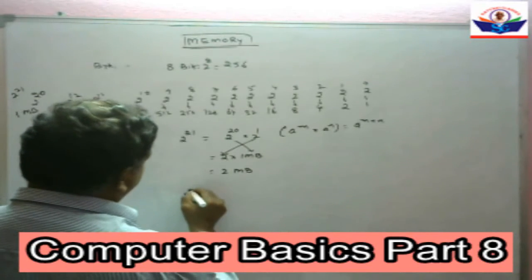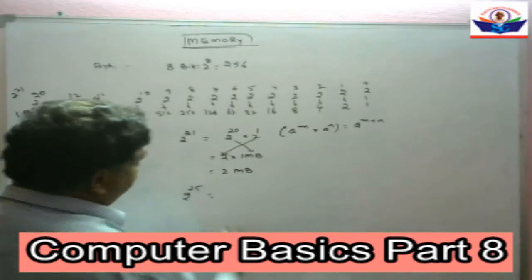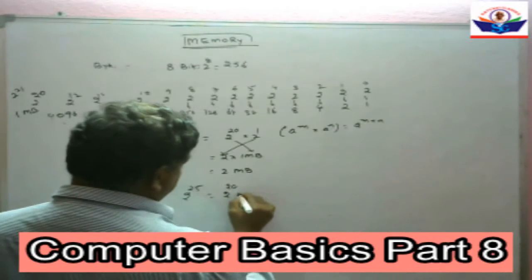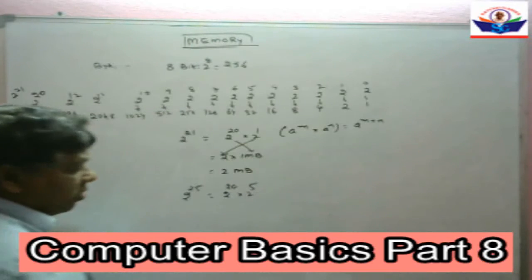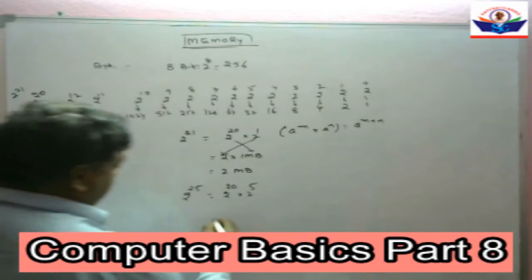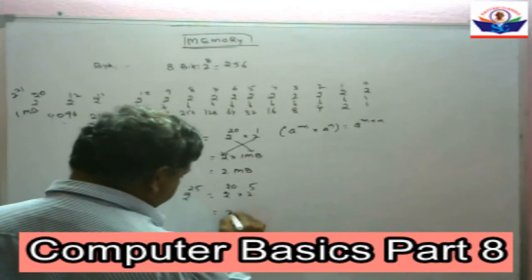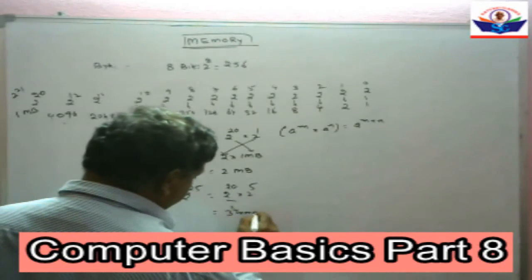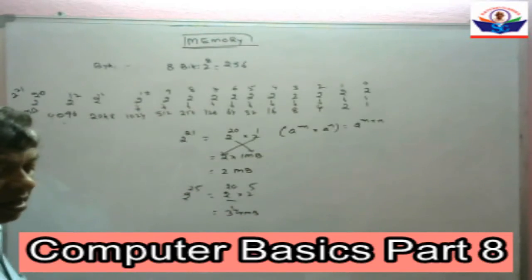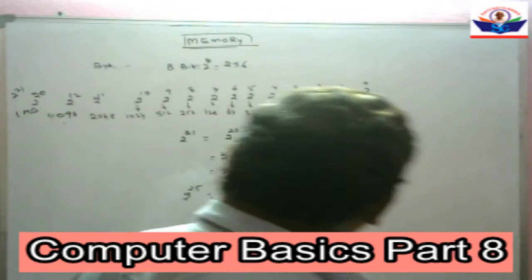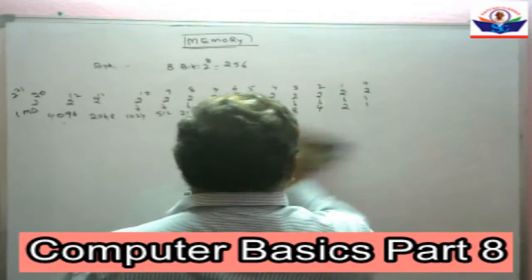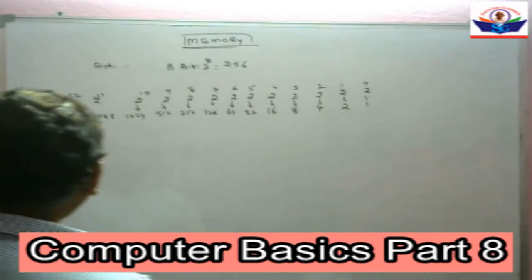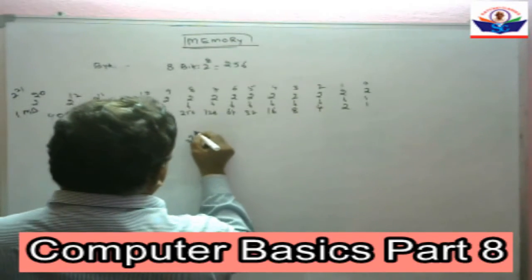What is 2 to the power of 25? That is 2 to the power of 20 into 2 to the power of 5. Now 2 to the power of 5 can be written as 32. 2 to the power of 20 is megabyte. So 32 megabytes. Like this, we can write KBs, MBs, and bytes.